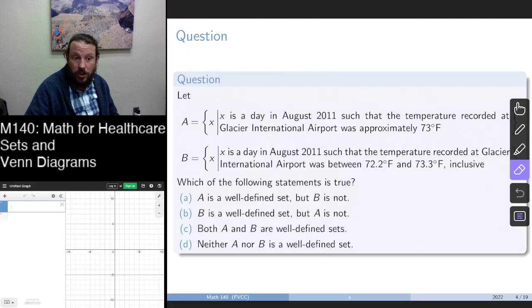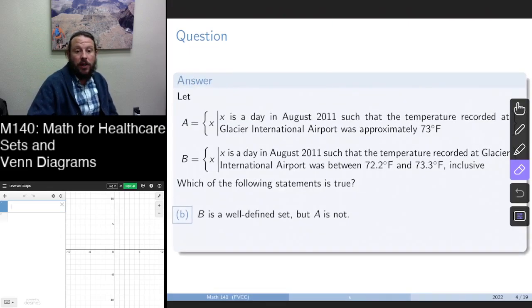You hit pause and think about it. Yeah, B is well-defined, but A is not. Right? A, approximately. What do we mean by approximately? We have to be clear about that. We could think that 71 is approximately 73. I would say 71 is approximately 73. But in B, we set exactly what it has to be.